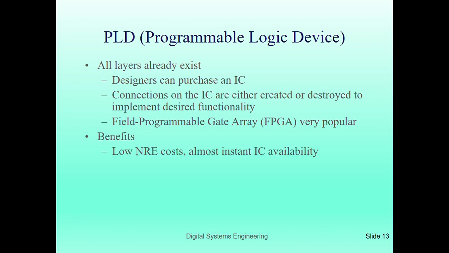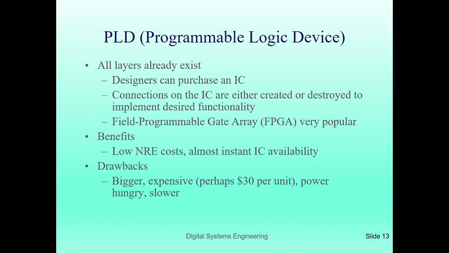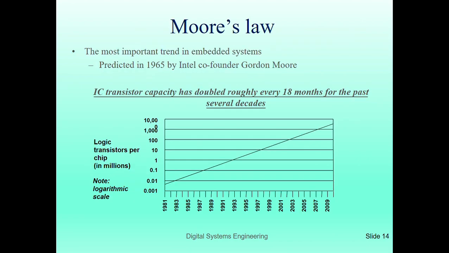They have some benefits, like a low NRE cost, and they also have some drawbacks: they are bigger, more expensive, and they have more power dissipation. Basically, they are power hungry, and they are slower.